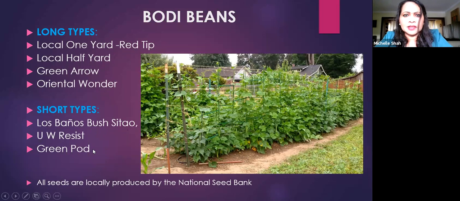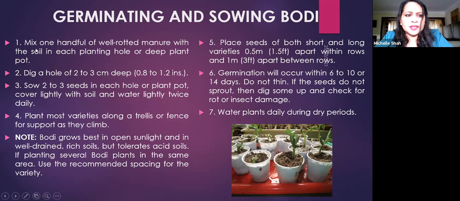Germinating and sowing bodi. Firstly, we mix a handful of well-rotted manure with the soil in each planting hole or a deep plant pot. Then you dig a hole 2 to 3 centimeters deep. Then you sow 2 to 3 seeds in each hole or plant pot and cover lightly with soil and water lightly twice a day.